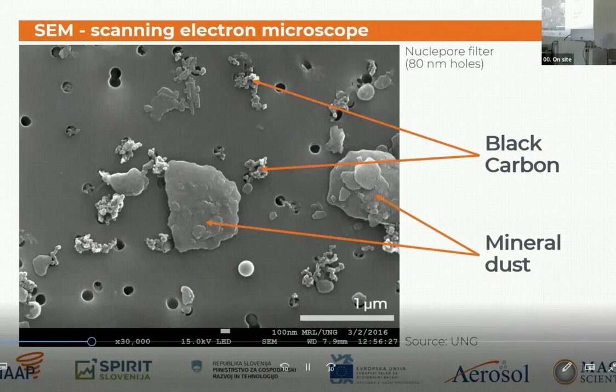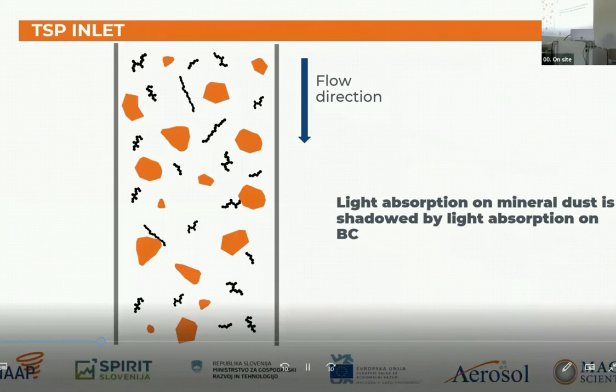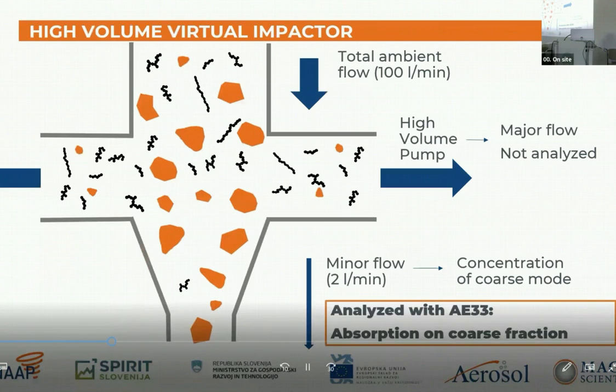So the key for our method is to concentrate the coarse mode of aerosols to enrich the mineral dust content in the sample. For this purpose, we developed a special size selective inlet with a high volume virtual impactor, which I will explain with the following slides. Firstly, here is a sketch of an ordinary inlet without any size selection. Black carbon and mineral dust are mixed, and as I already said, the light absorption of mineral dust is shadowed by black carbon.